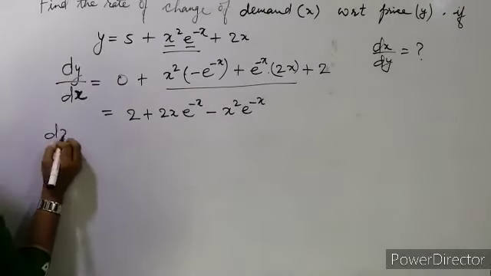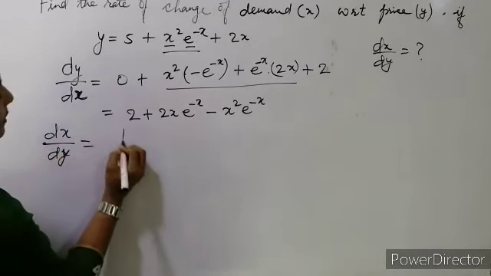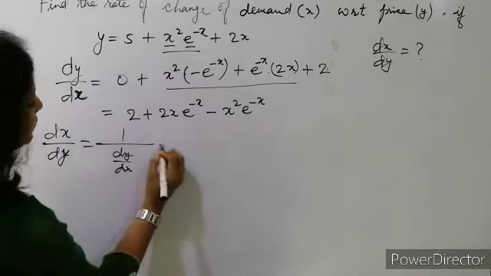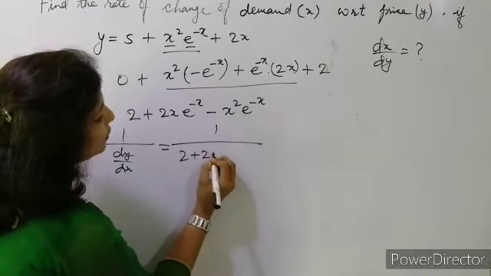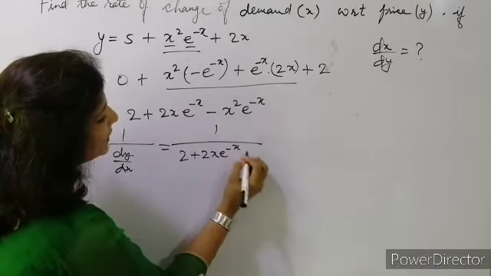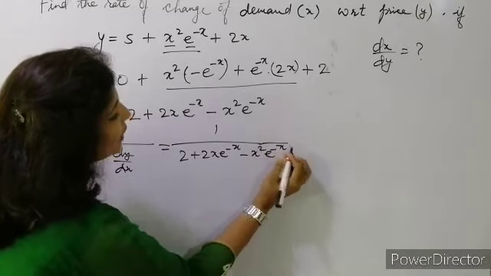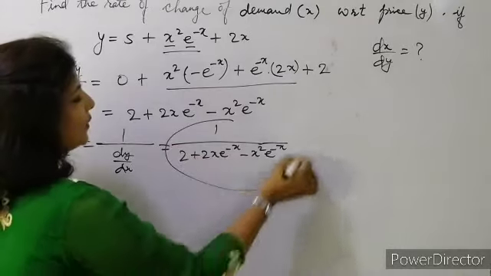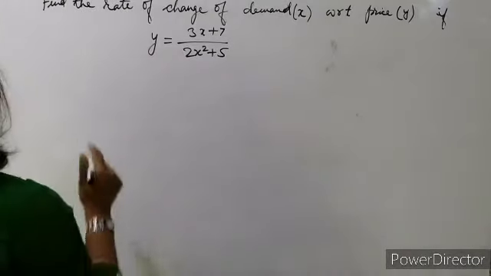So we have to find the value of dx upon dy. It will be equal to 1 upon dy upon dx. So it will be 1 upon 2 plus 2x e to the power minus x minus x square e to the power minus x. So this is the value of dx upon dy. Okay, so we'll see one more question.